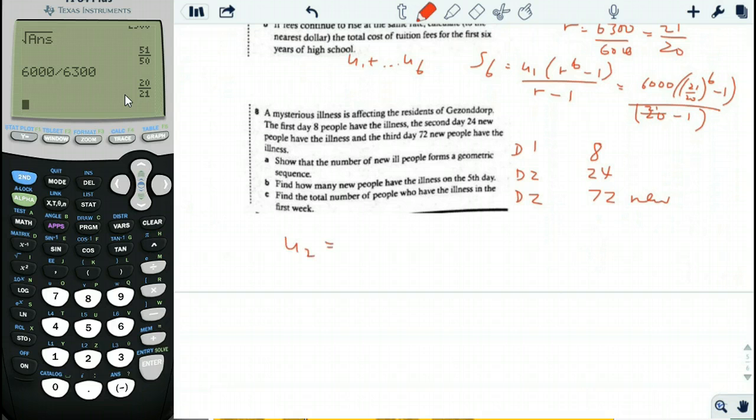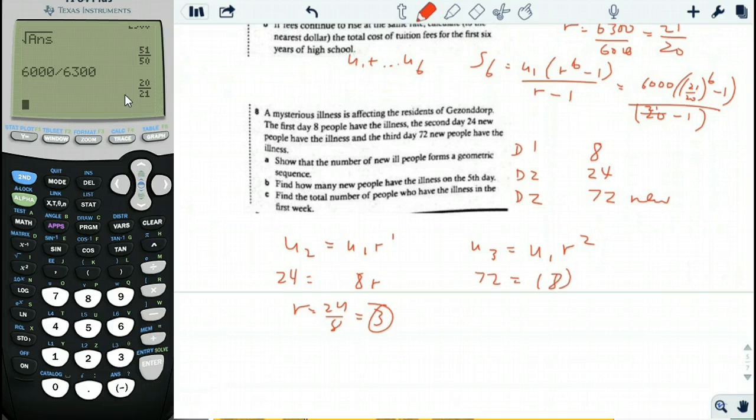Well, let's see. If it's a geometric sequence, then u2 equals u1 times r, and u3 is equal to u1 times r squared. So let's see if that is true. So we have u2 equals 24, u1 is 8 times r. So what would r be equal to? 24 divided by 8 is equal to 3. Okay, let's see if that works. So u3 is 72, u1 is 8, and r squared would be 9. Hey, that works. Okay, so yeah, so far it is a geometric sequence.